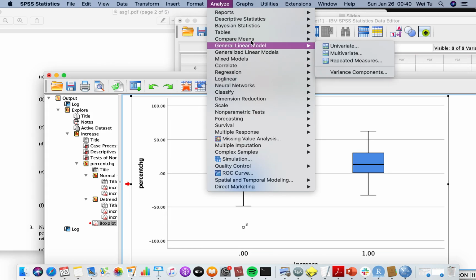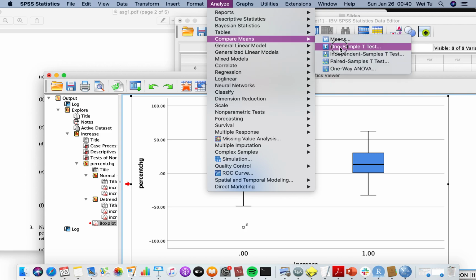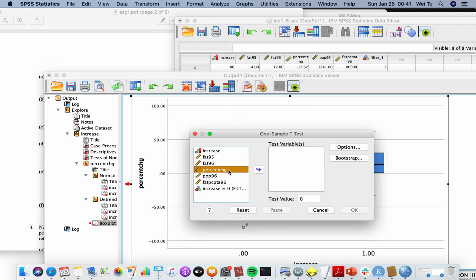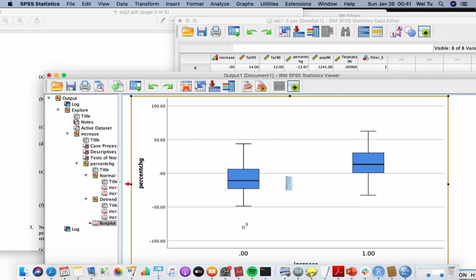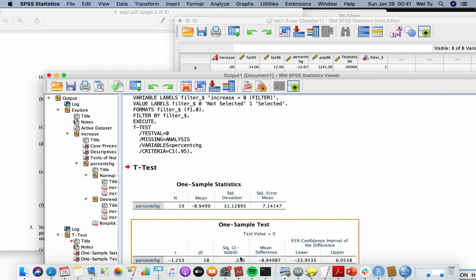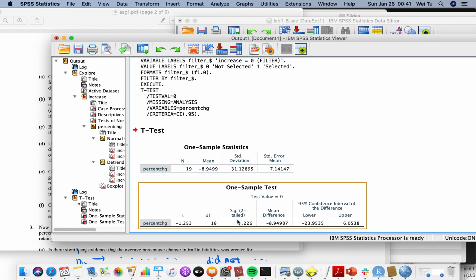So analyze, compare means, one sample t-test, and then we select percentage change. We're testing against 0, and then we click okay. So the t-value is here, and the sig here is the p-value. The two-sided p-value is larger than 5%.